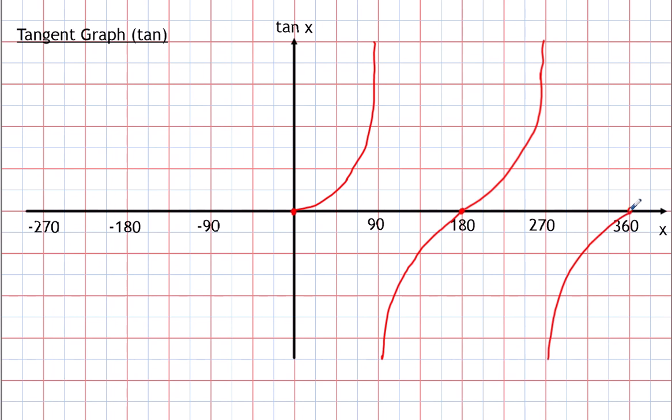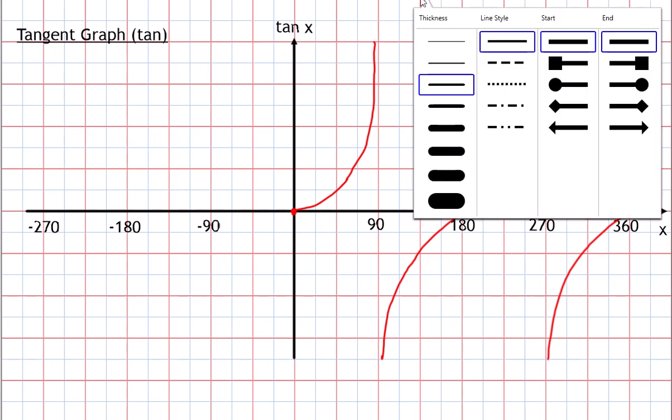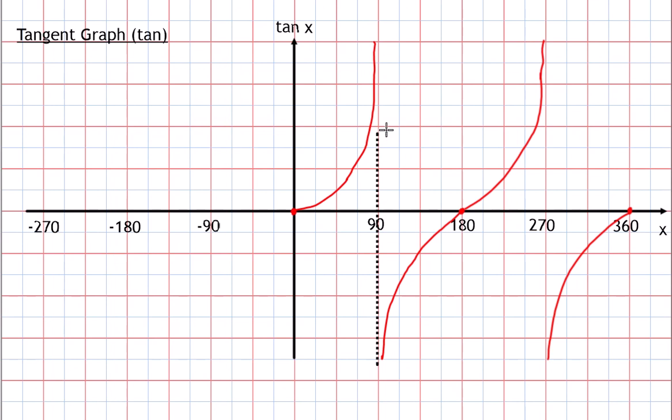Okay, it goes to 360, and you have this repeating pattern of shooting off up to positive infinity and reappearing again at negative infinity, go through 0 and do it again. And what we have is a special name. So on your graph, what you'll need, if you put some dotted lines in at 90, like vertical, and another one at 270, and they are what's called an asymptote.